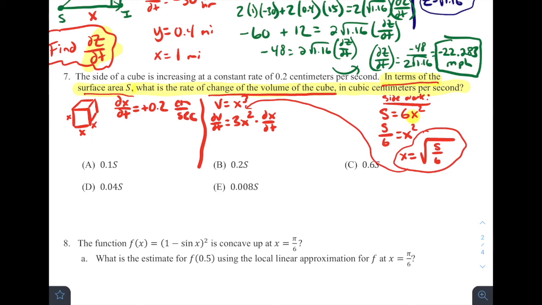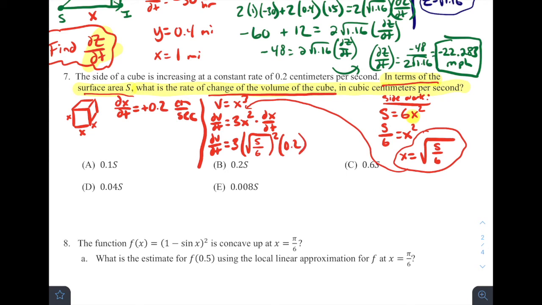So let's substitute in what we know. We have dV/dt, change in volume with respect to time, is equal to 3 times, we said x is equal to the square root of s over 6, and that's quantity squared. And we know that dx/dt, as they gave us, is 0.2. So I'm going to substitute that in as well.